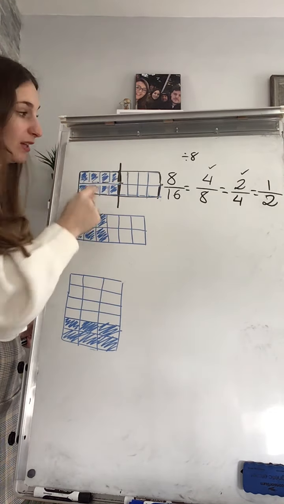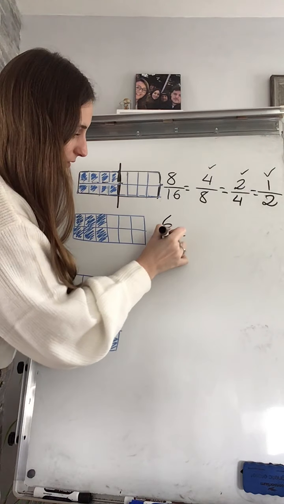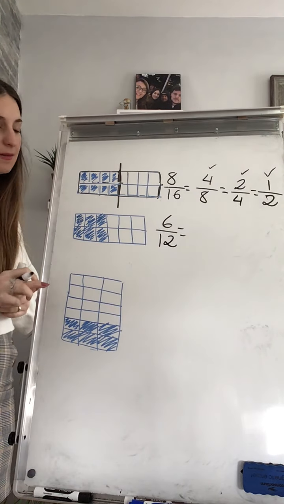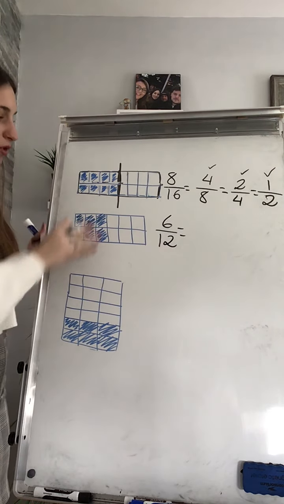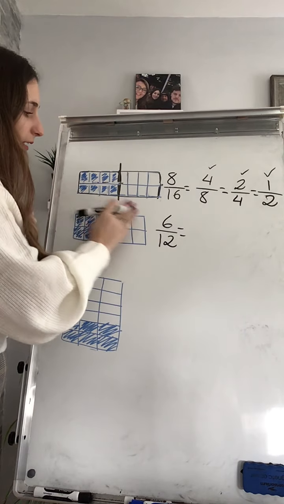The second one, the first thing that you had to do is write the fraction. I have 1, 2, 3, 4, 5, 6. So I have 6 out of how many equal parts? 1, 2, 3, 4, 5, 6, 7, 8, 9, 10, 11, 12. 6 twelfths. Okay? Fine, let's try to find how we can do it as an equivalent fraction.